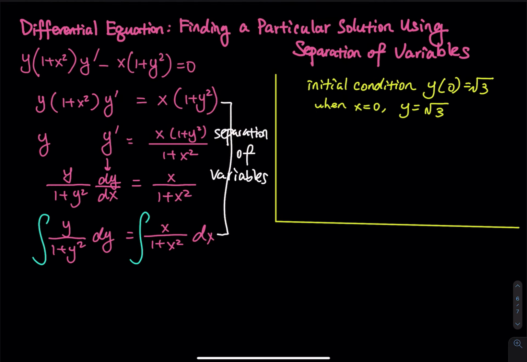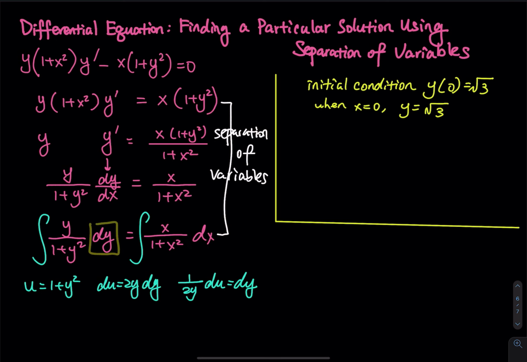This is a typical u substitution problem. We are going to let u equal 1 plus y squared. So du equals 2y dy, and then 1 divided by 2y du equals dy. For the change of variable, we will replace this dy with 1 over 2y du. And for the x, all you have to do is let u equal 1 plus x squared. It's basically the same thing, except the variable is different. So let's go ahead and do that.